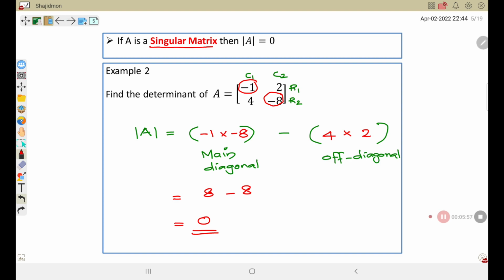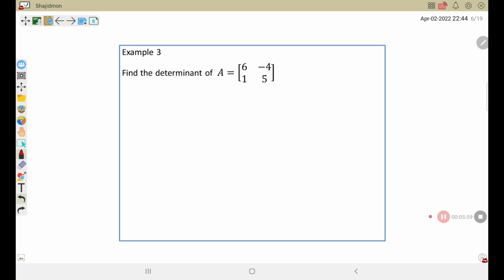One more example we will discuss here. For example, find the determinant of A equal to 6, minus 4, 1 and 5. Here also we get a 2 by 2 matrix. We just need to find the determinant of this 2 by 2 matrix, correct?